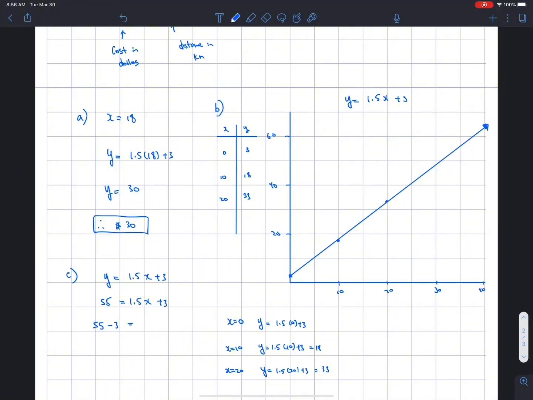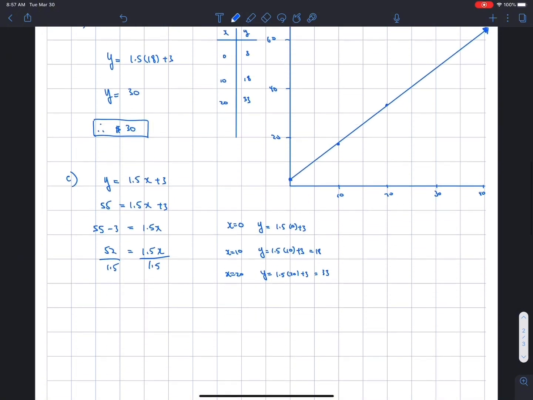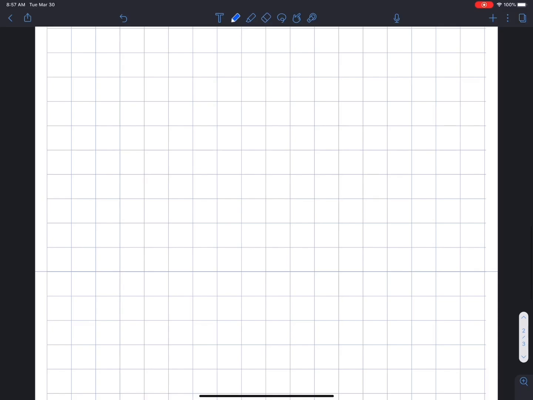We can take away 3, move the 3 over to the left hand side so it becomes a negative. Now we have 52 equals 1.5x, and finally just dividing both sides by 1.5 to get x equals 34 and 2/3. So 34 and 2/3 km. Okay, that's question 2. And then I'll also go over question 3.